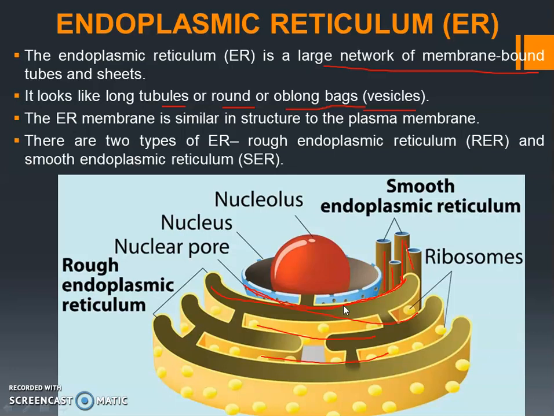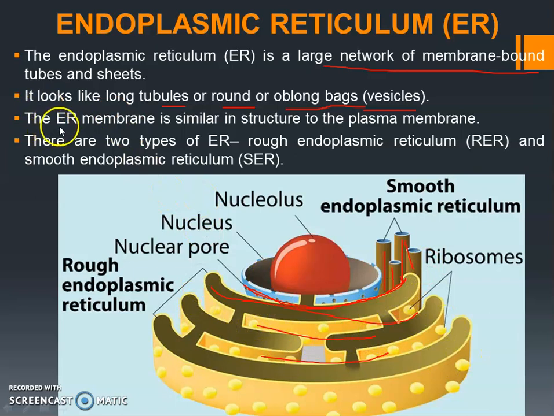So they will have the shape of long tubules, or it can be a rounded structure, or it will be an oblong bag. Oblong bag means these are rectangular object-like structures, or they can be flat figures with unequal adjacent sides. They will not be equal on both sides, they will be unequal. Such structures are what we take to describe the endoplasmic reticulum. Right? So these are long tubules or round or oblong bags.